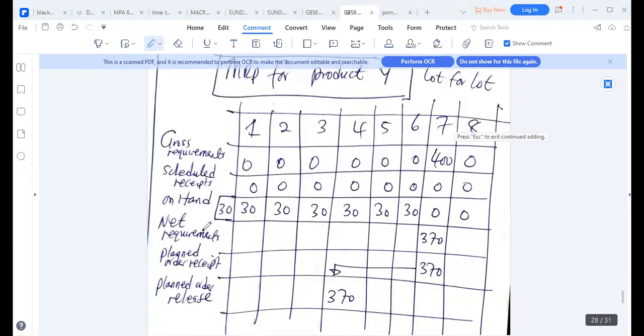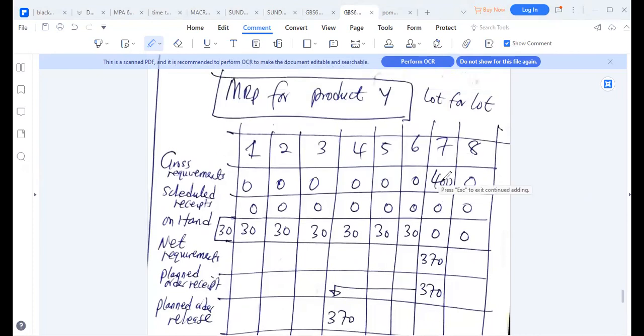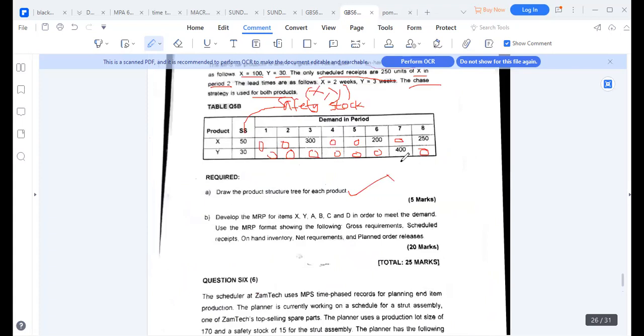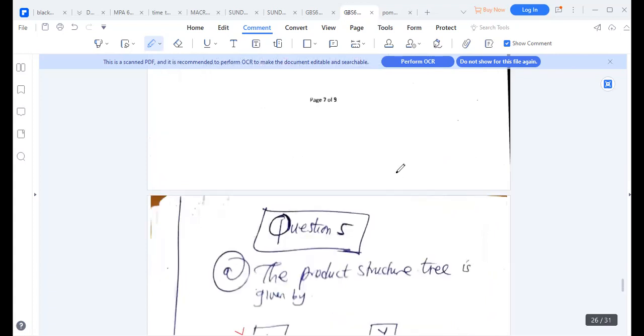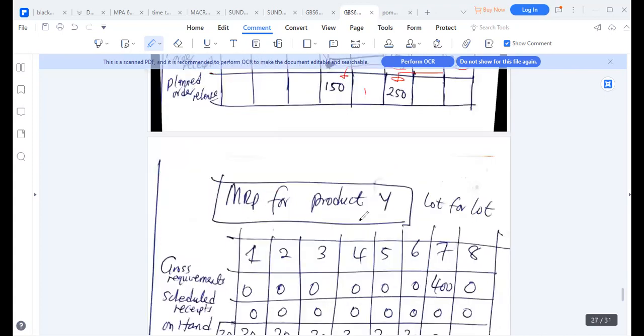So MRP for product Y, we are simply getting what has been given. The gross requirement for product Y was only 400 units in week 7. So 400 in week 7 from what has been given here. And then the lead time is 3 weeks for this one. So that's the gross requirements.